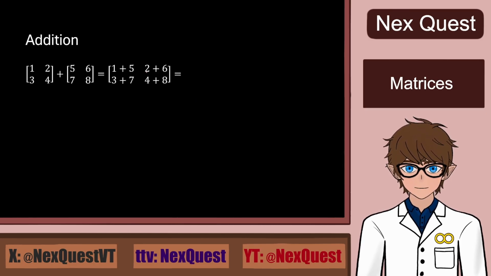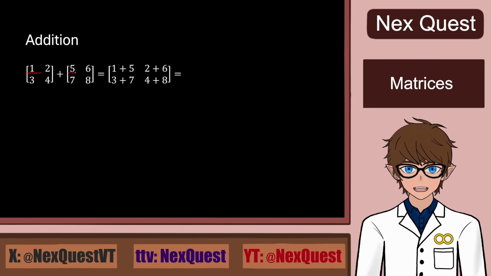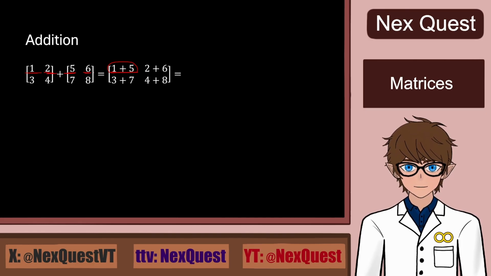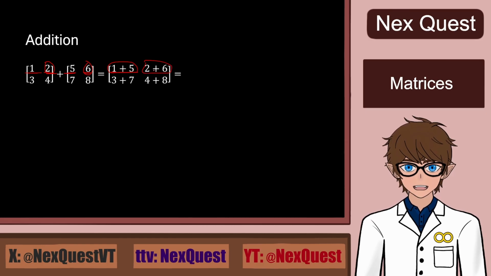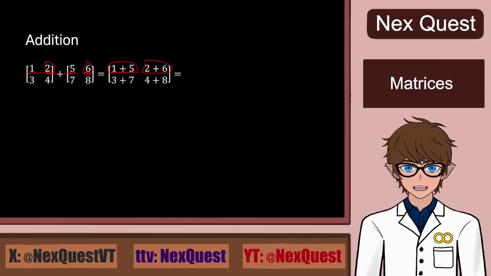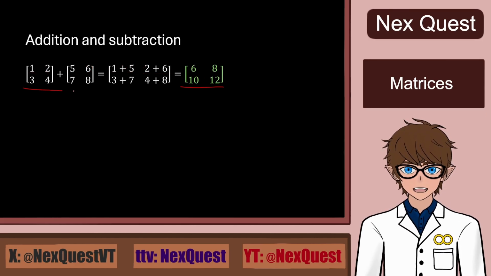So just to solve an example, a very easy addition would be like this. 1, 2, 3, 4 plus 5, 6, 7, 8. We take the first row, first column in both of them and write the sum in the first row, first column. We take the first row, second column, and we have 2 plus 6, and that goes into the first row, second column, etc. So now that we just add up these together, we get 6, 8, 10, and 12. And this is it. This is just the resulting matrix.